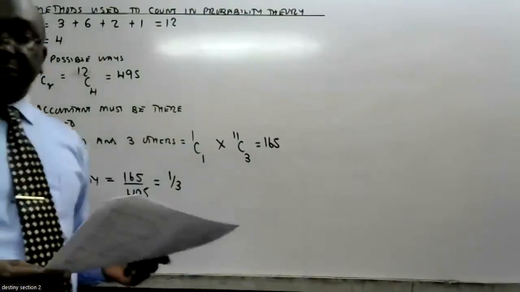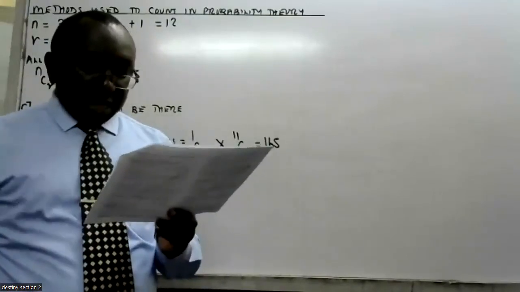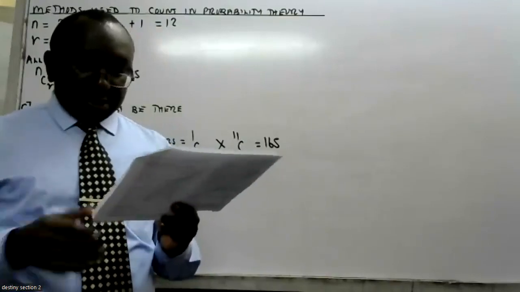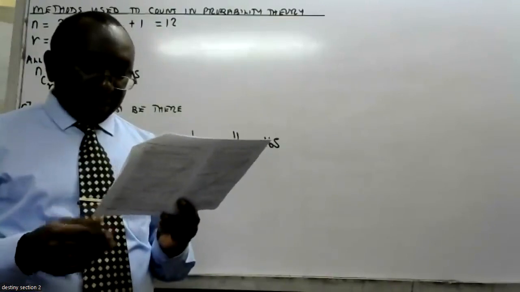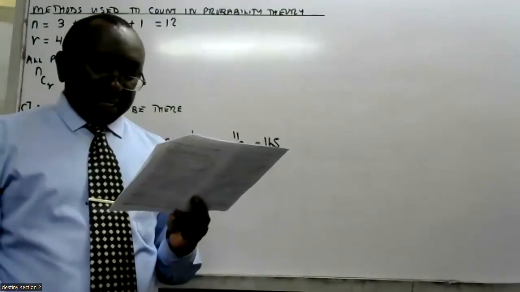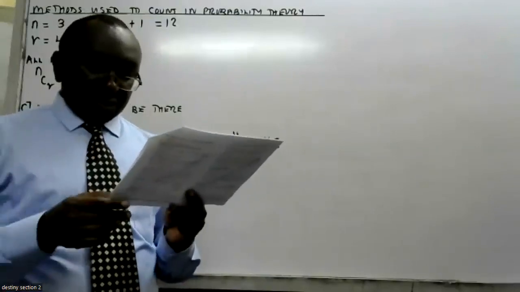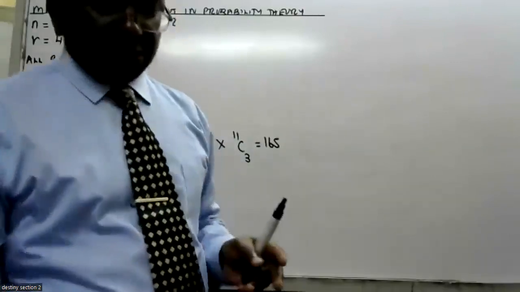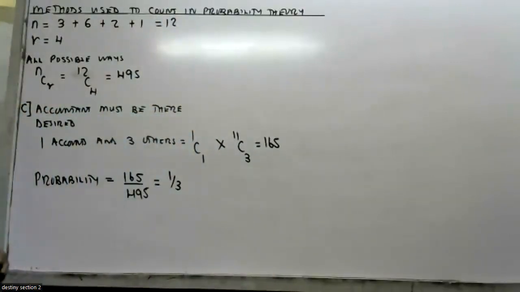I want you to attempt question 10. A committee of 4 has to be formed from 3 economists, 4 engineers, 2 mathematicians, and 1 doctor. What is the probability that each of the 4 professions is represented in the committee? And what is the probability that the committee will consist of the doctor and at least 1 economist? So, try it, 2-3 minutes.